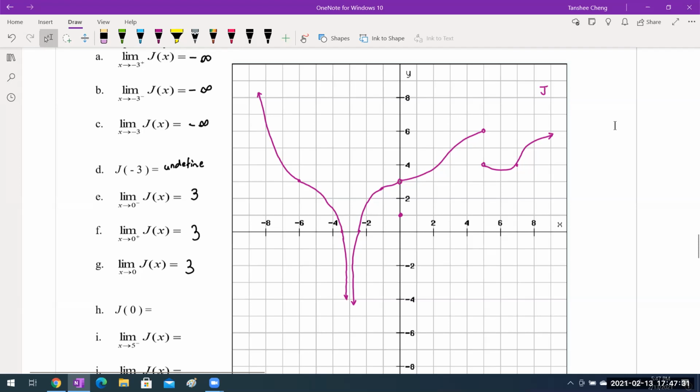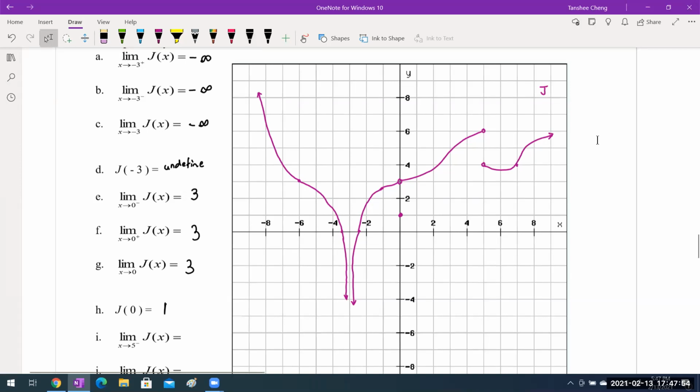And what about the function? Is the function defined at 0? Although right here is a hole for this piecewise function, I do have a closed circle right here. So that means at 0, my function value is 1. Right? At 0, my function value is 1.